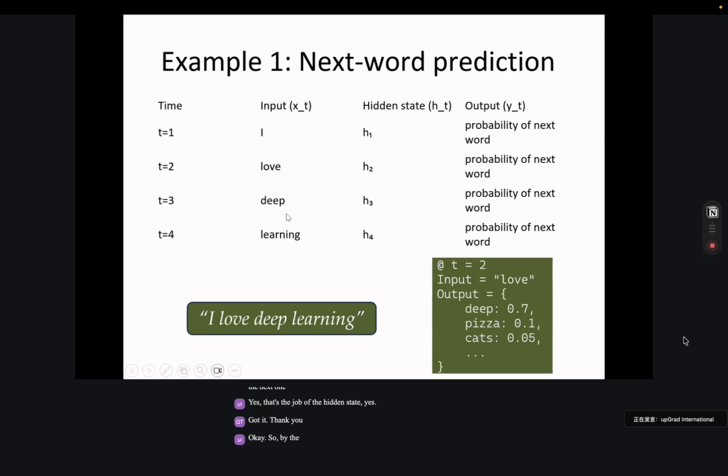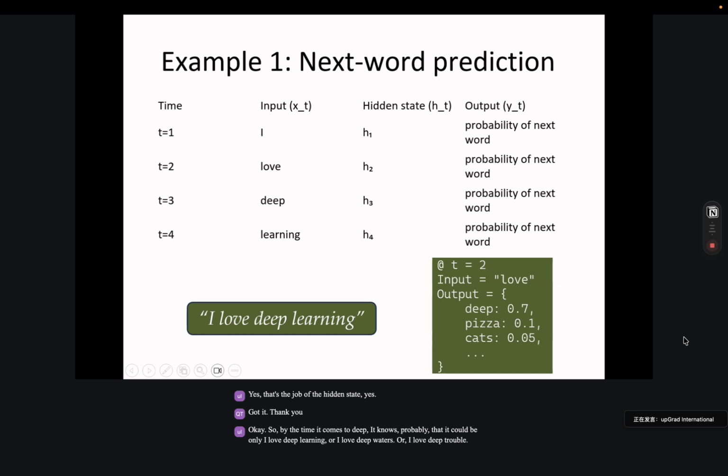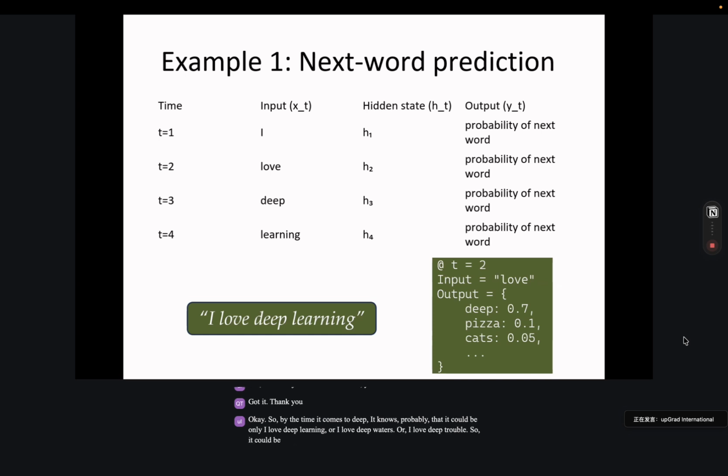So by the time it comes to deep, it knows probably that it could be only I love deep learning, or I love deep waters, or I love deep trouble. So it could be one of a very few set of words, like 10 or 12 words, which is a lot because we started with probably 10,000 words here. It's come down to probably 10 words by the time it comes to the fourth.